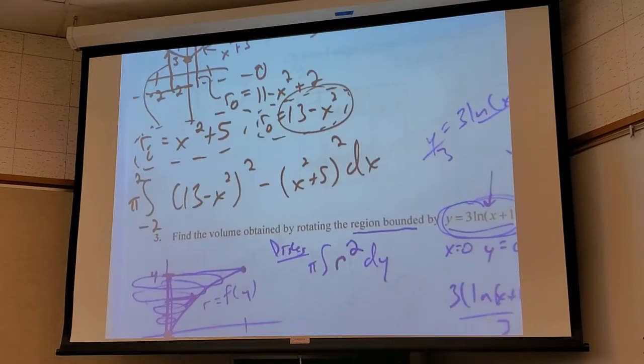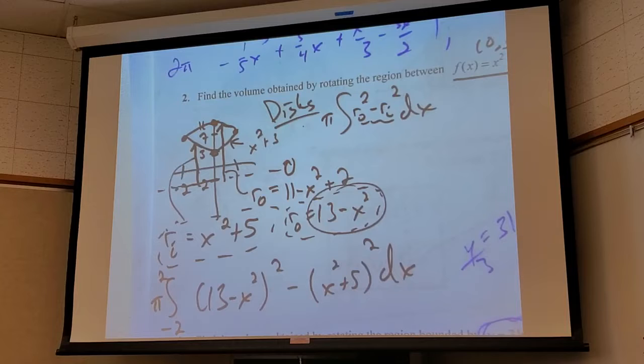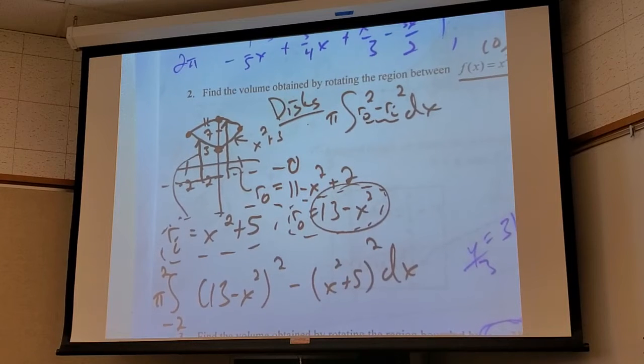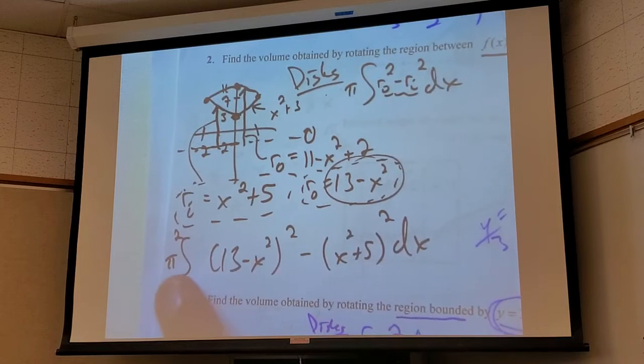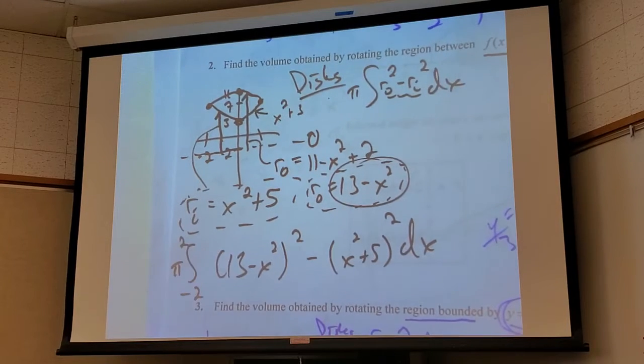Does anyone notice one little thing you could do that would make this a little better? Is this region symmetric somewhere? Symmetric across the y-axis. So you could do twice this from 0 to 2. Yes? If you don't notice it, who cares? No big deal.